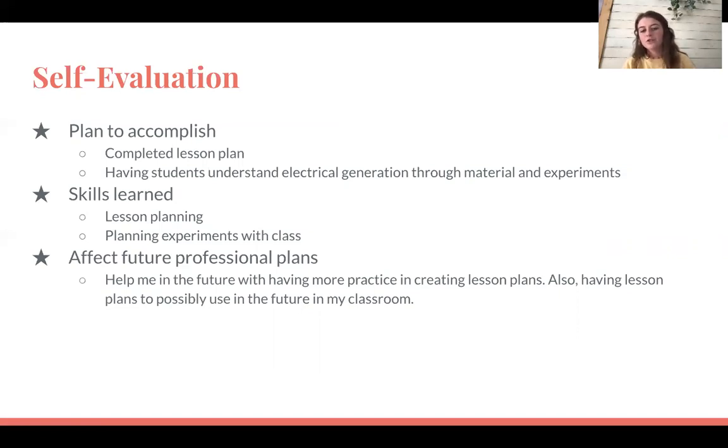And then future professional plans. So this will help me in the future with having more practice creating lesson plans and also having possible lesson plans to use in the future. So this lesson plan is good. There's no reason I couldn't use it in the future. So it's just a good resource to have. So yeah.